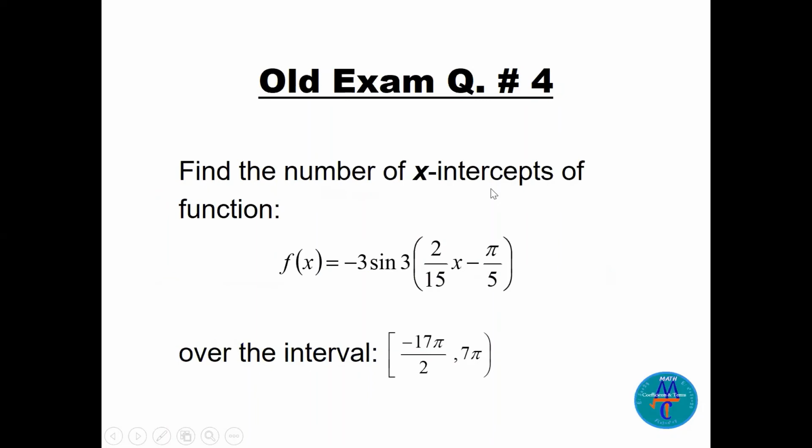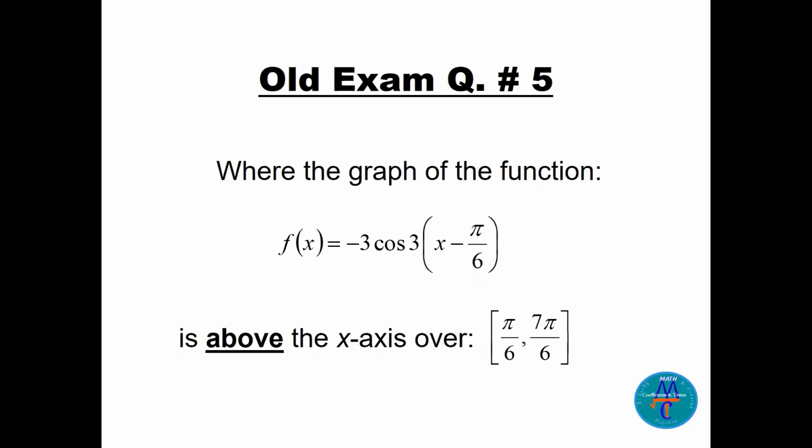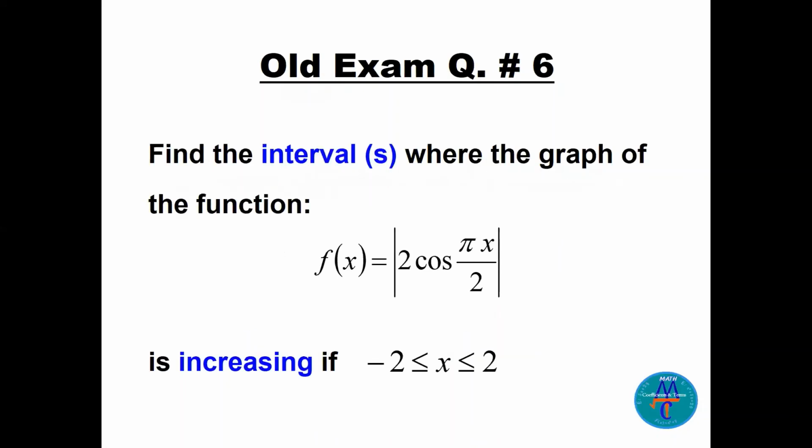All right. Find the number of x-intercepts of this sine function over the interval. The important thing here is to find the correct argument. Where the graph of the cosine is above the x-axis, between pi over 6 and 7 pi over 6, you have to graph that. Find the interval or intervals where the graph of the function is increasing. See, this is absolute value on the whole function, so you graph the function inside first, between this interval, that's the condition, from minus 2 to 2.